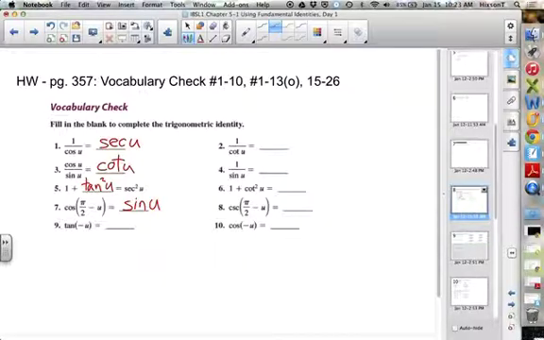Alright, tangent of negative u? Negative tangent of u. Remember, the only ones where the negative doesn't matter are cosine and secant. The others will make the value negative. Alright, 1 over cotangent is? Tangent. 1 over sine is? Cosine. No, you're right, cosecant.